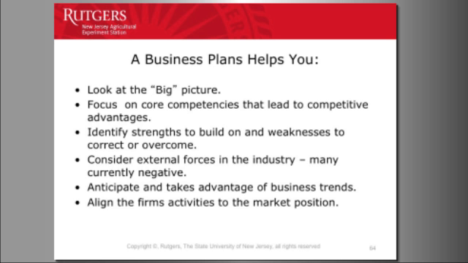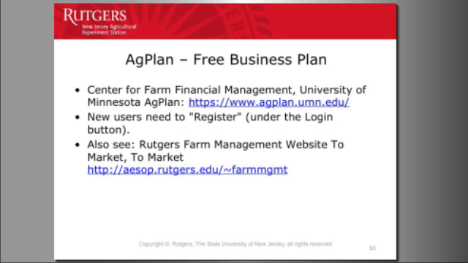So a business plan helps you look at that big picture, look at your core competencies. What is it that you have that is a competitive advantage? What are your strengths? What are your weaknesses? What are the external forces that are going to impact you negatively or positively? Take advantage of the business trends and align your firm to the market situation. So again, we have listed the ag plan here, and I mentioned the market-to-market book. So any questions? Do you think you can do a SWOT analysis?